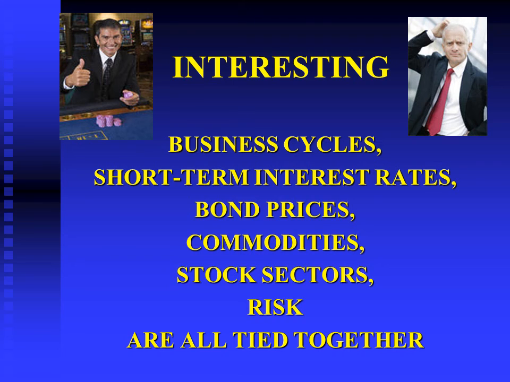But the bottom line here, what I think should be interesting to you, is that the business cycles, short-term interest rates, bond prices, commodities, stock sectors, and risk are all tied together, and they're all connected together to manage the risk of your portfolio, that is, to make the returns of your portfolio more predictable.